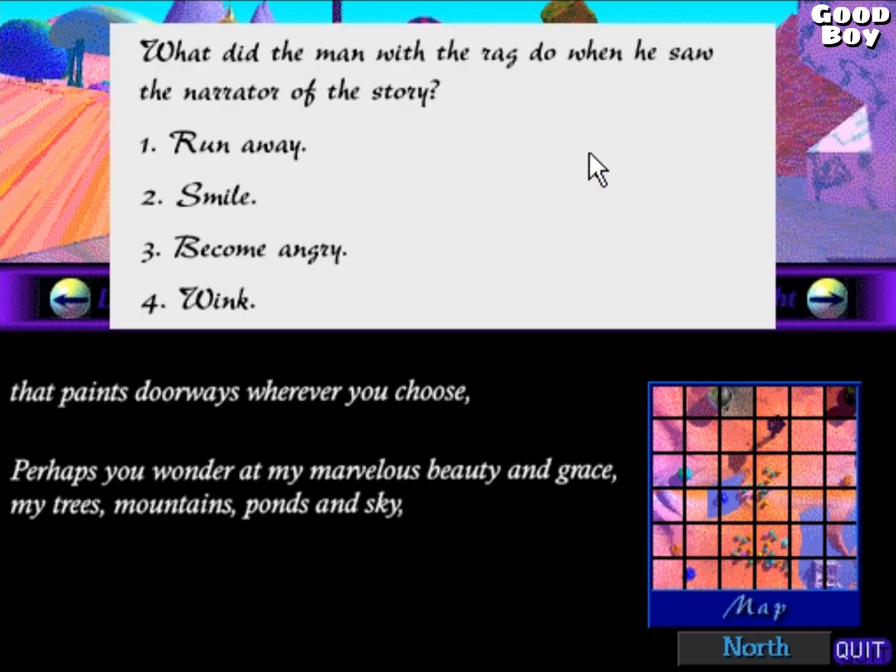What did the man with the rag do when he saw the narrator of the story?